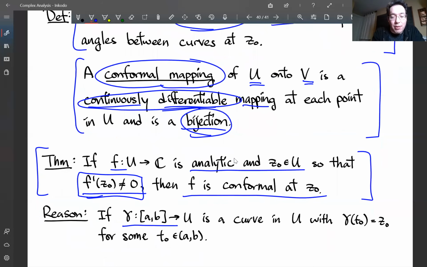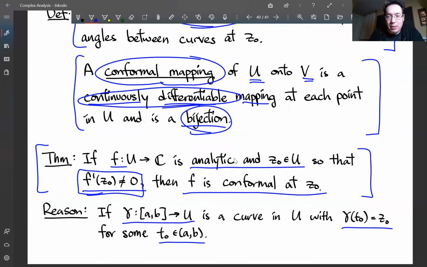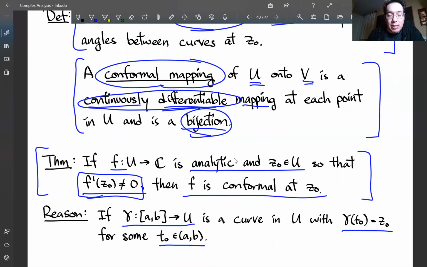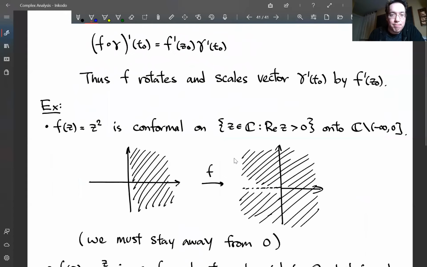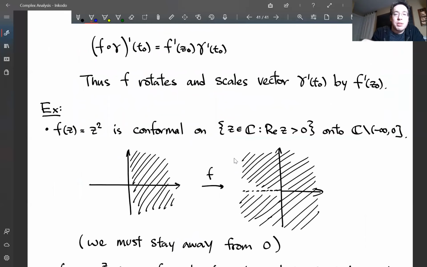So let's say you have a curve, and the curve passes through some point z naught. Let's say when the input is t naught, somewhere between a and b. So let's see how the angle changes with this map. We're looking at the image, so f of gamma of t, or f of gamma, and we take the derivative, so look at the tangent line at the image.